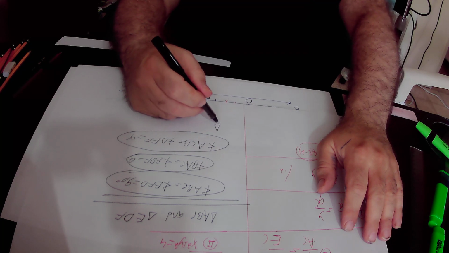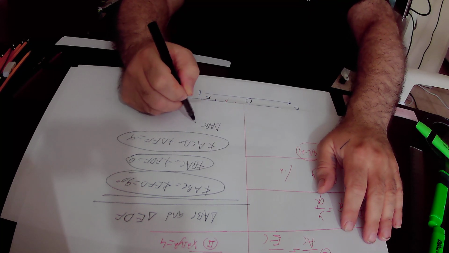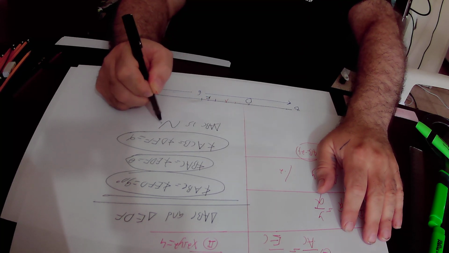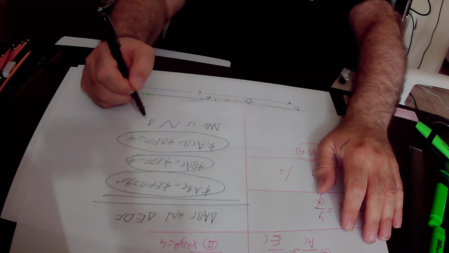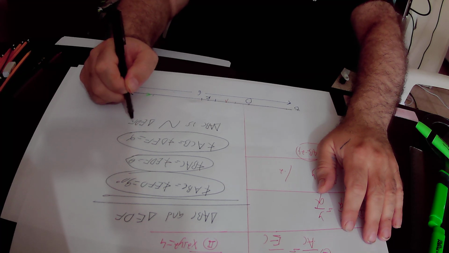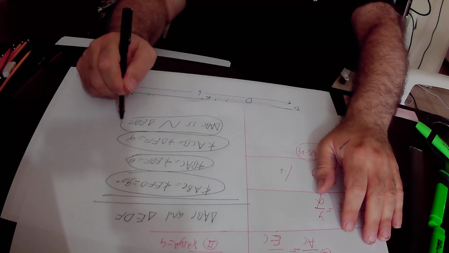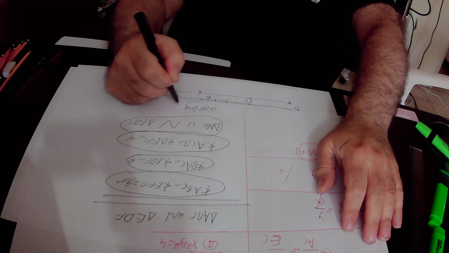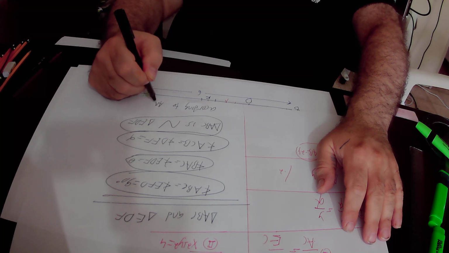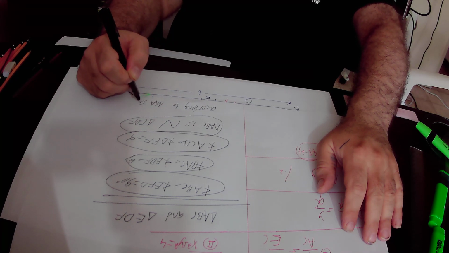Triangle ABC is similar, this is the sign of similar, to the right triangle EDF according to the angle similarity rule.